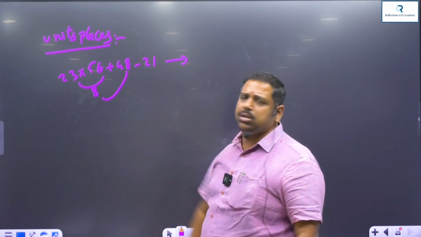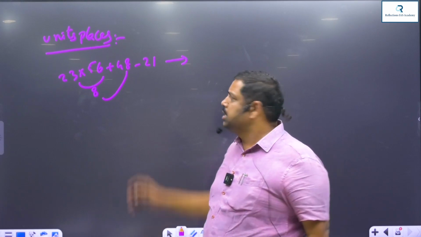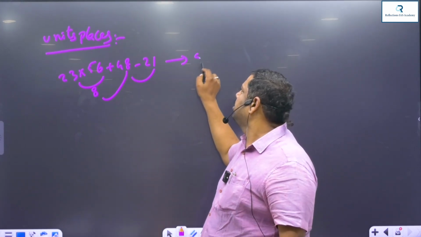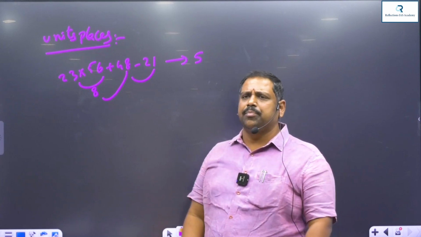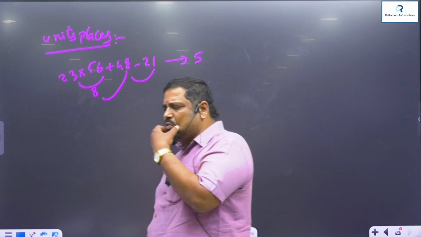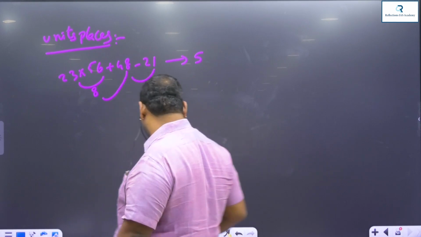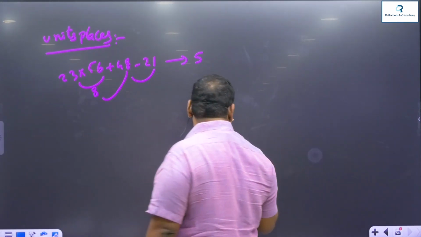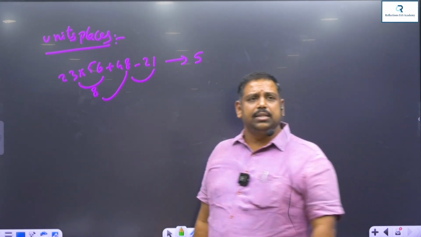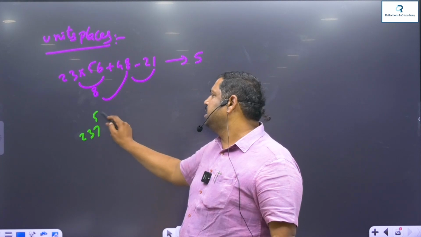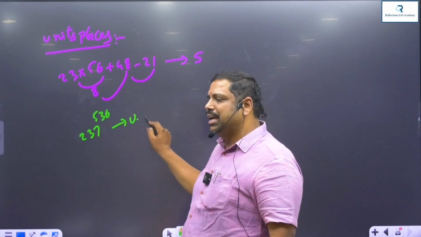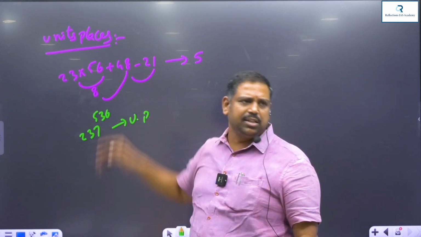8 plus 8 is 16, which means 6. 6 minus 1 is 5. Units place is 5. That's it. Am I right or wrong? If you have plain numbers like this, this is fully enough. But you have numbers beyond that. Suppose he gave a question: 237 power 536, what is the units place? This type of question is not that easy.